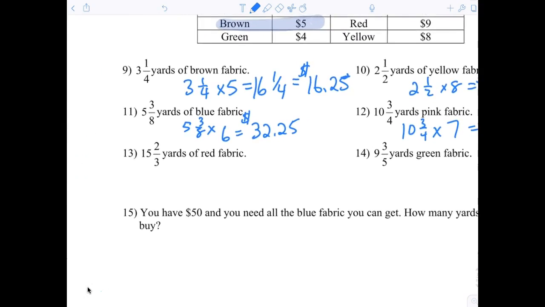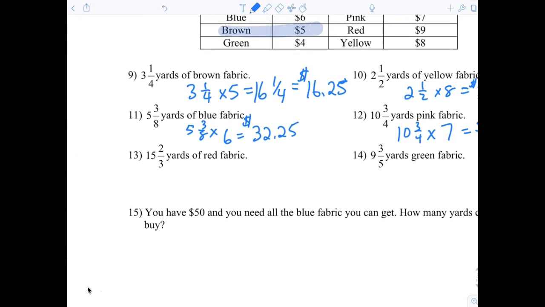Okay, here we go. Now, Carmen, how do I do 13, please? 15 and 2/3, yep, times 9. Tell me what that is. Is that right, guys? Thank you, Carmen. Good job. $141. Double check it. 15 and 2/3 times 9. Is that correct? Yeah.